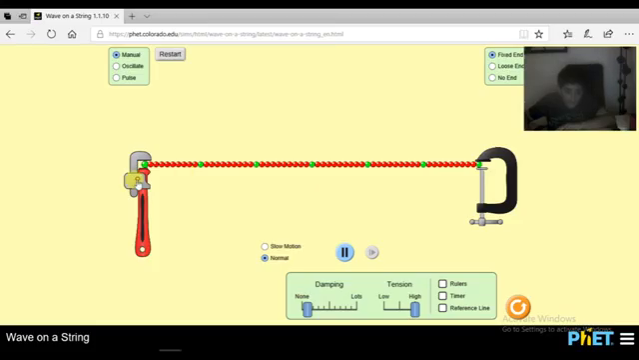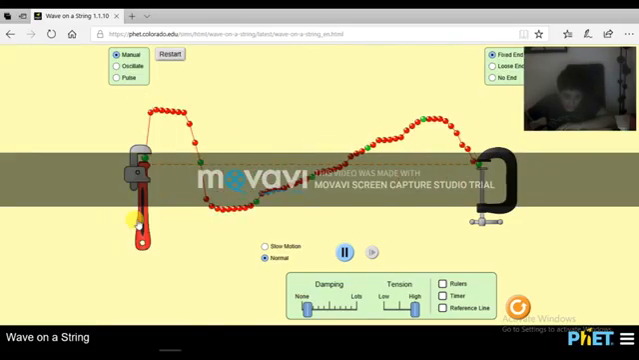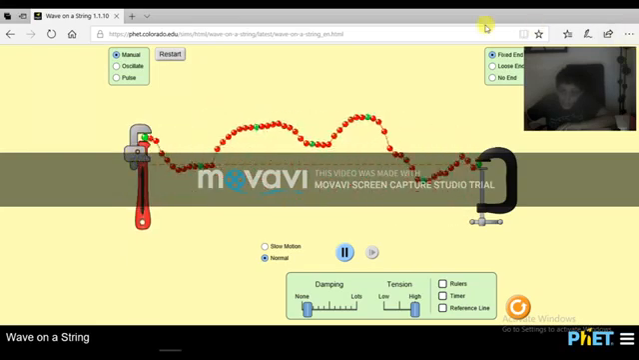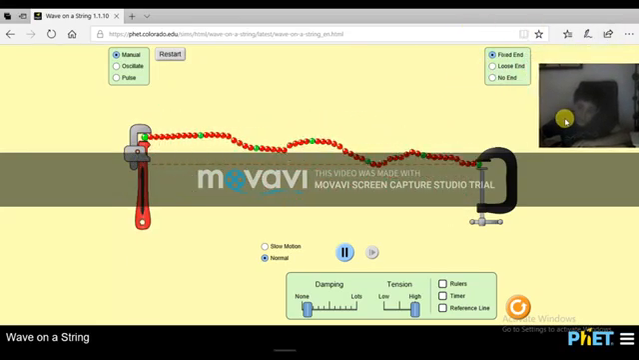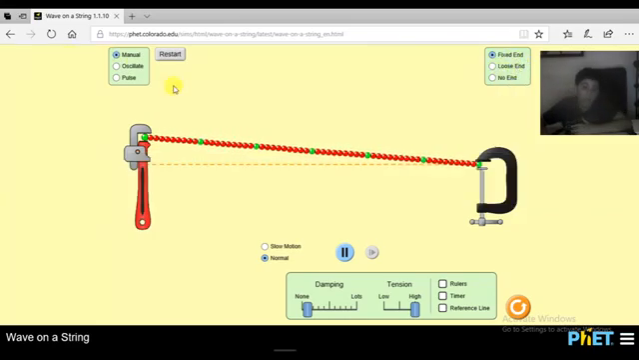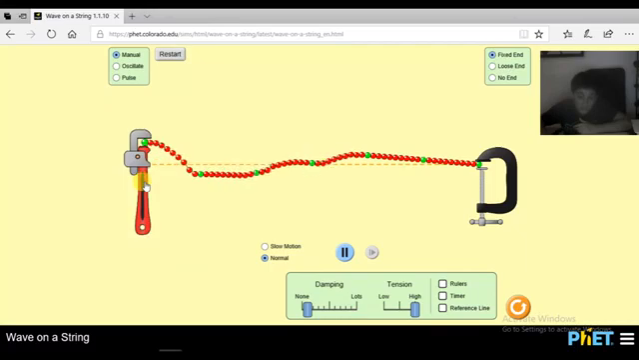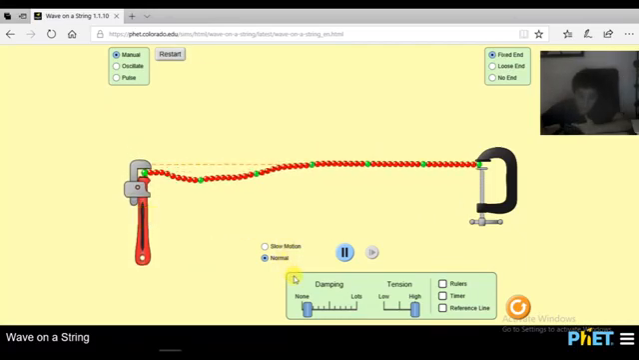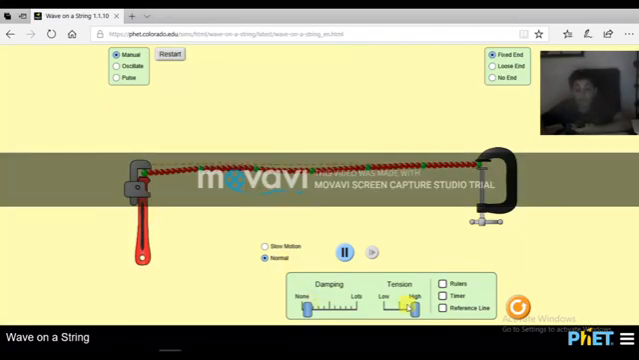Here's the simulation. Here it is manual. Manually you can move it up and down. And here these have loose end, fixed end and no end. I will show this now: manually, oscillate and pulse. And we have slow motion and normal speed. We have damping and tension, ruler, timer and reference. Here I'm measuring the wavelength.